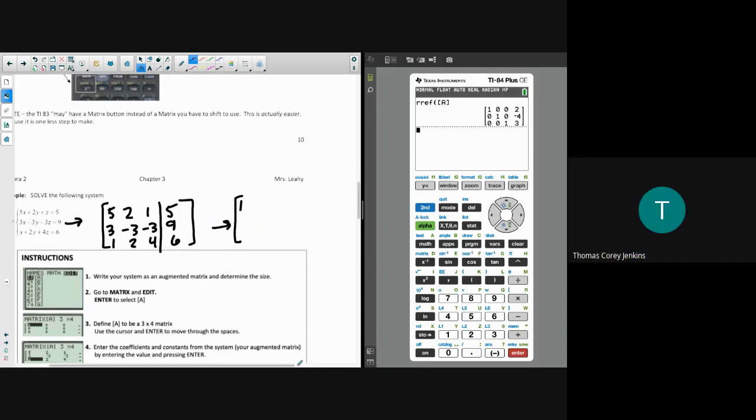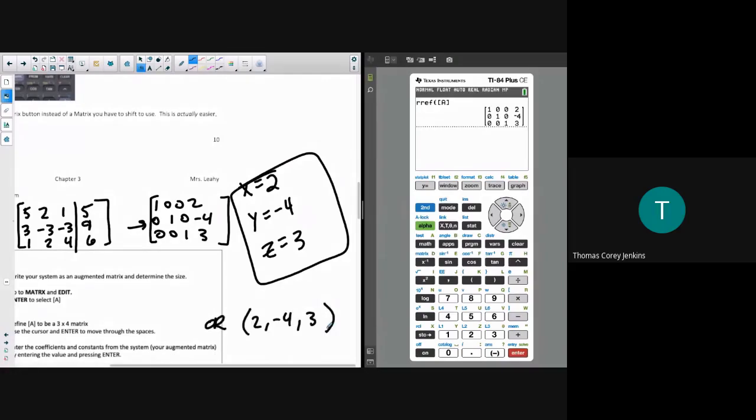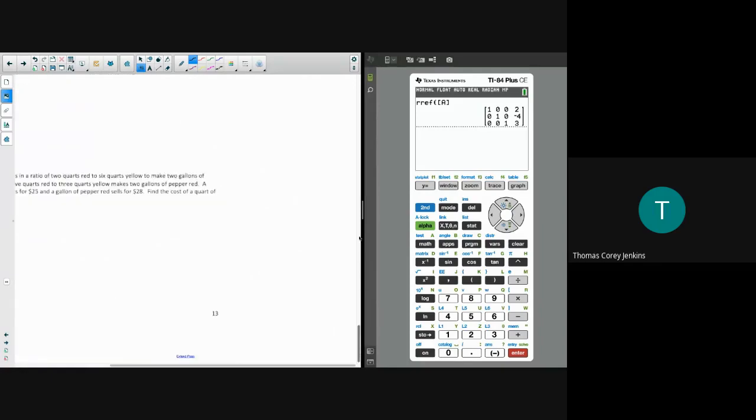All right, so that tells me then that my solutions are x is 2, y is -4, z is +3. So I could leave it like that, or I could say 2, -4, +3. I don't really have a preference either way. Okay, let me see if I can find another type of example. If not, I may cut it off there.